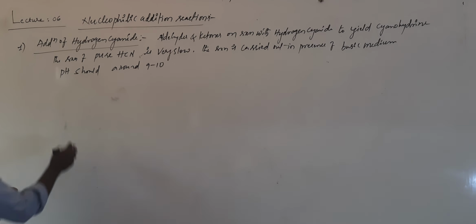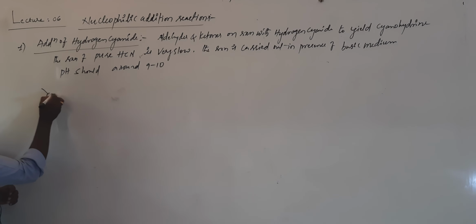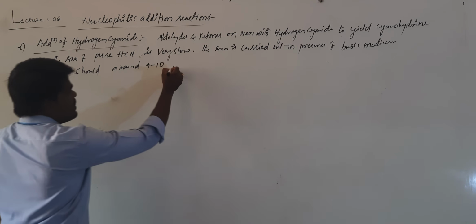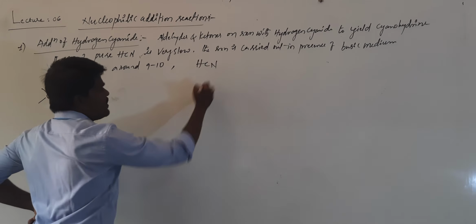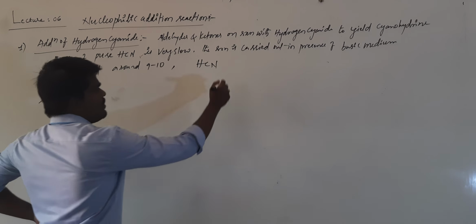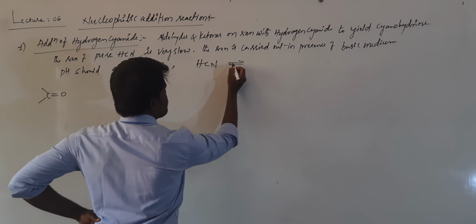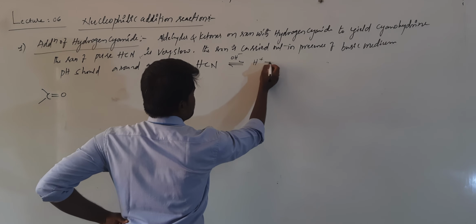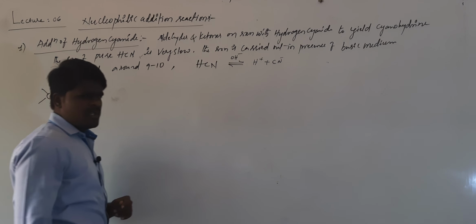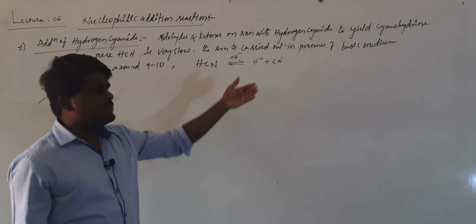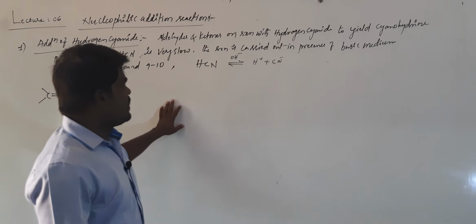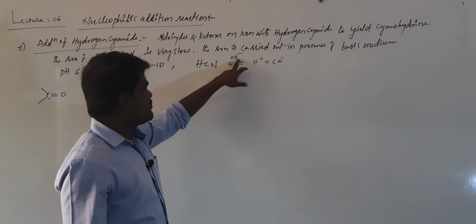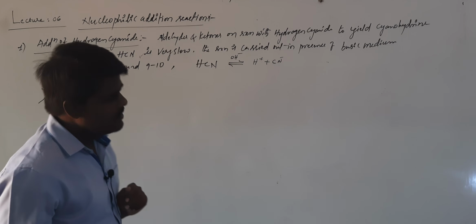If you look at the reaction, this is a general representation of aldehydes or ketones. What we are using here is HCN. In the presence of a basic medium, it dissociates as H plus and CN minus. As it is a weak acid, the extent of dissociation will be very less. If you use a basic medium, the dissociation will be very high, because this proton will be abstracted by the base and removed in the form of water, right.